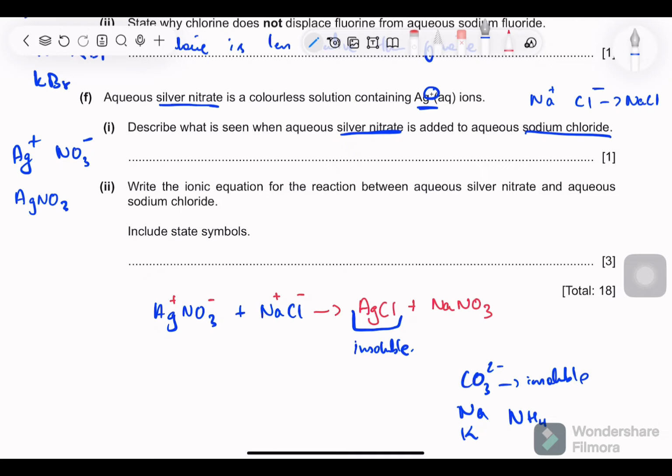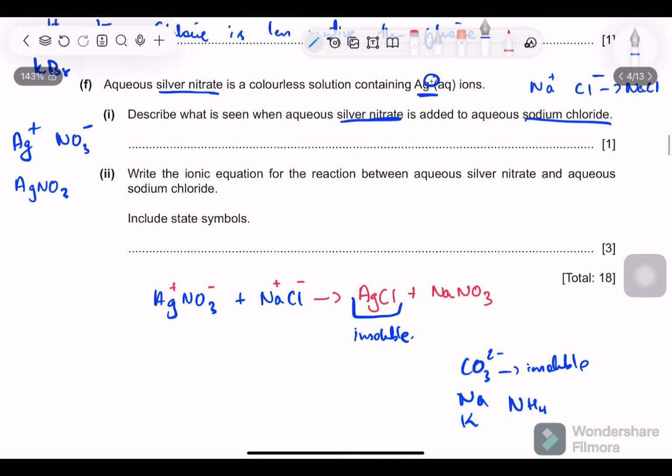Now, all of this, don't panic. You can find all of this in your syllabus, notes for qualitative analysis, which is mostly used in P4, P6, but they also ask you in P2 and P4. So it's better if you memorize it, or I should say it is mandatory for you to memorize it. So what is seen? This is insoluble and its color is white. So white precipitate is seen.